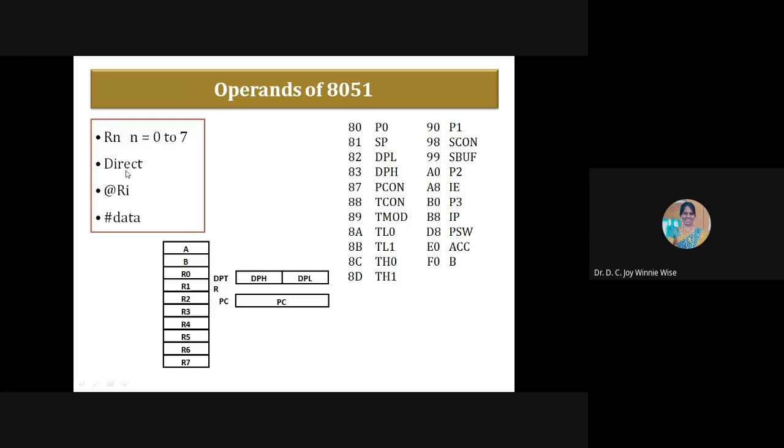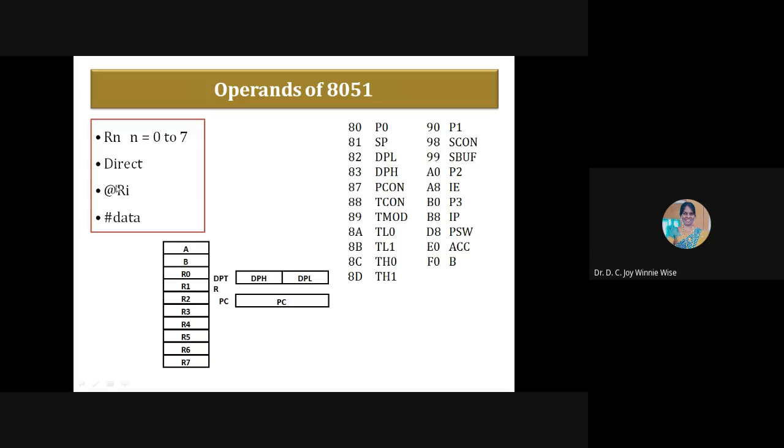And here direct means this address. Suppose if I want to refer to the accumulator, instead of writing A, I can write E0. So if I refer to E0, it is called direct.